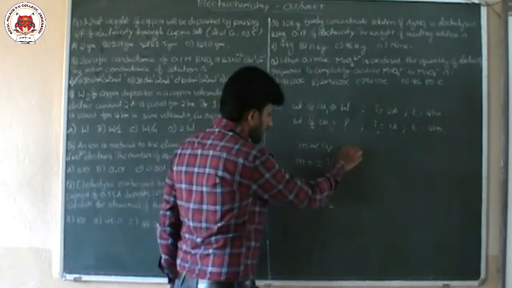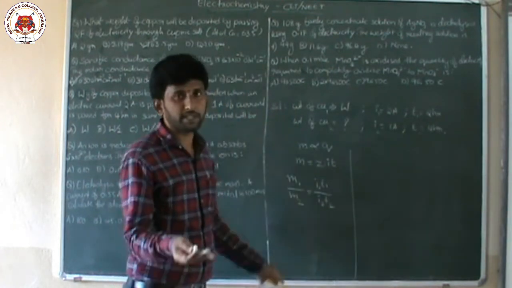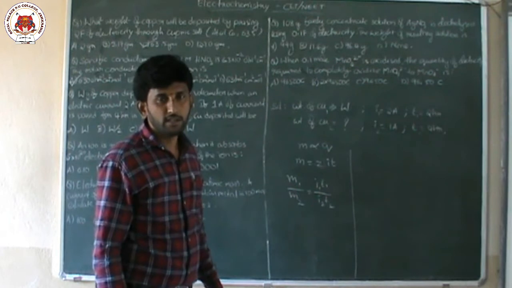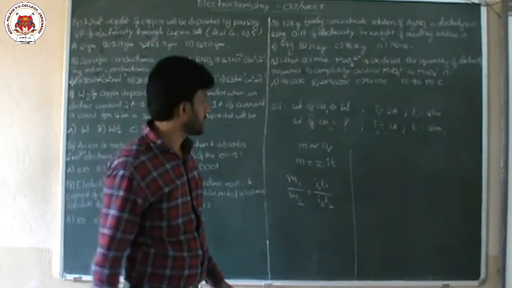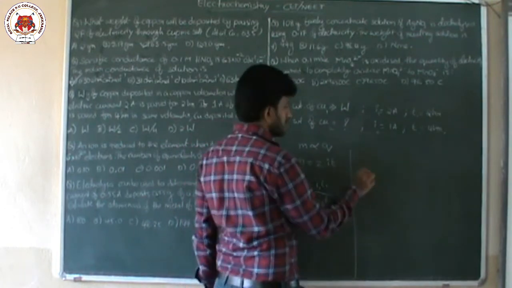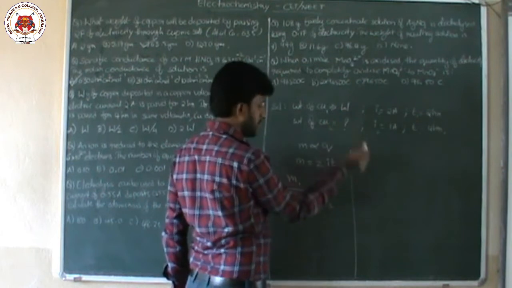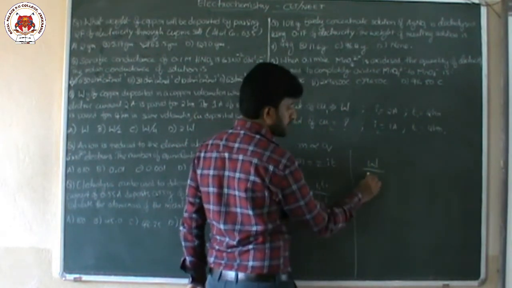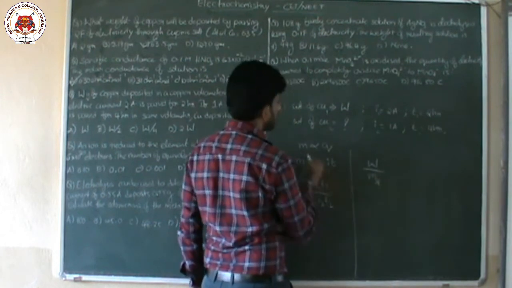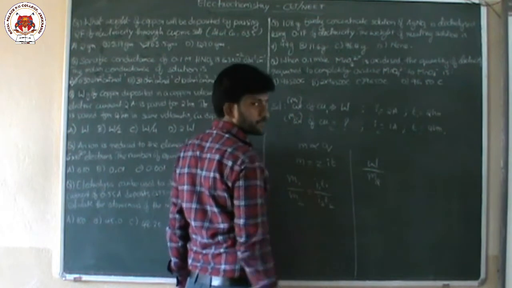Now there is no need to convert time into seconds because numerator and denominator both will get cancelled. So no need of conversion of time into seconds. Hours is okay, let it be hours only. So what is M1? M1 is the weight of the copper in the first case, W. By what is M2? We need to find out M2. This is M1, this is M2.